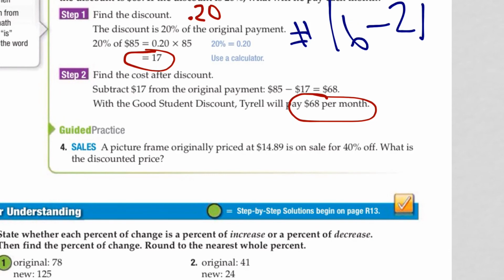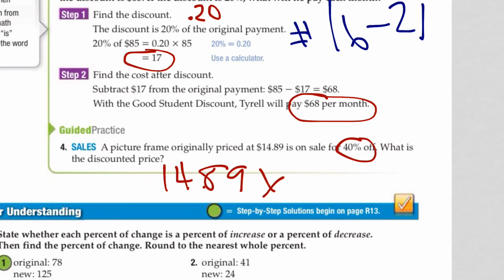A picture frame originally priced $14.89 and it got 40% off. Now your favorite one's 50% off. Why 50? Well, 50% off is what? 50% off is half, so you just cut it in half. But let's do just the normal way that we're teaching, and I'll teach you tips and tricks on other ones.